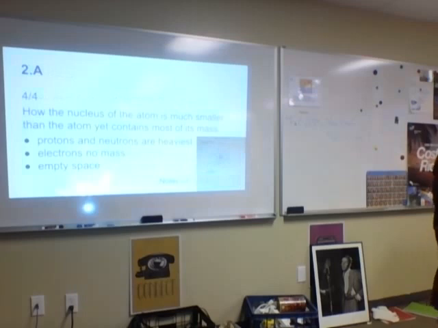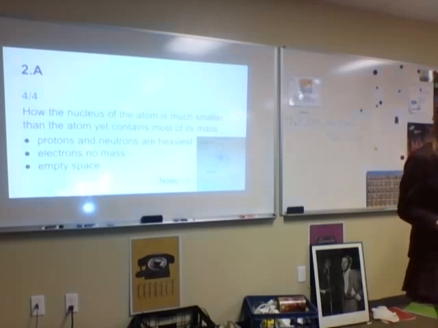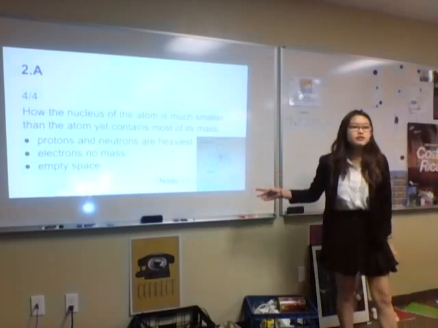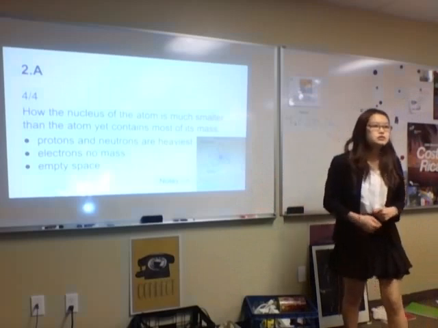So the first thing we had to learn in Unit 2A was how the nucleus of the atom is much smaller than the atom, yet it contains most of its mass. This is because the protons and neutrons, which are the nucleus, are the heaviest, and electrons basically have no mass, and most of it is empty space, with the nucleus being the tiny part inside the middle. And this is a picture of a diagram that we had in our notes to show this.